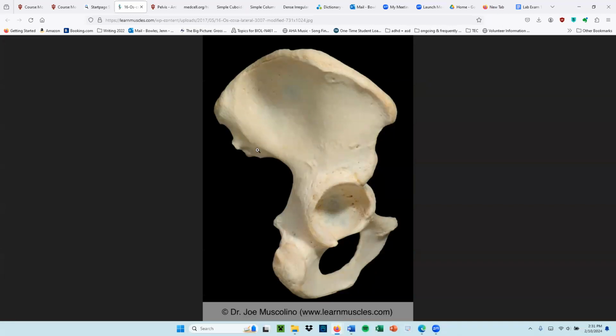A lot of times students do confuse this guy with this spine. So the only other really major landmark within the ischium, in addition to that ischial tuberosity, is this little spine here called the ischial spine. So don't confuse that with your PIIS.